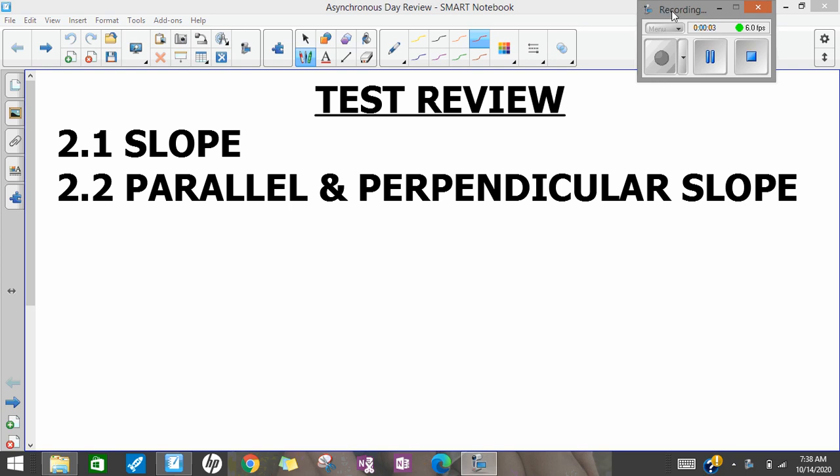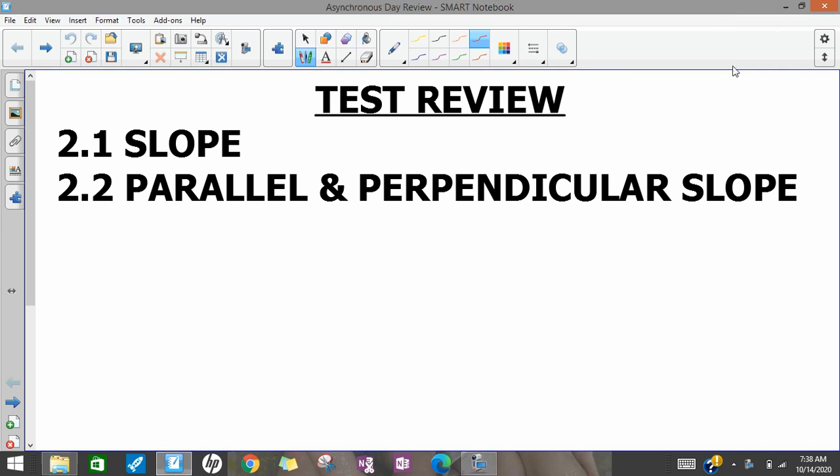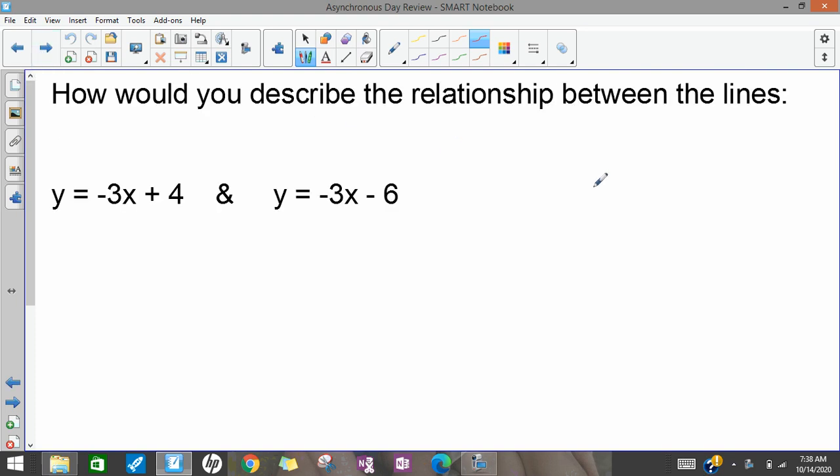Hey all, I just wanted to go over some review questions for the test on Thursday, Friday about finding slope and slopes of parallel and perpendicular lines. So a few ways that we'll see questions asked to be able to find slope or slope between parallel and perpendicular lines would be to be given the equation of the line, or given 2 points on a line, or given a graph of a line.